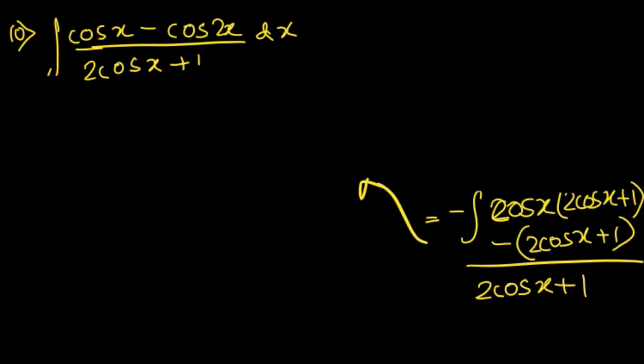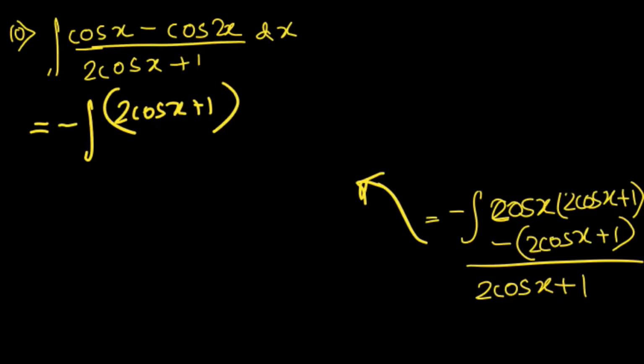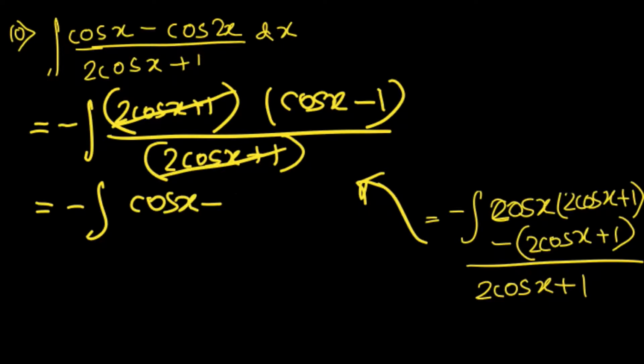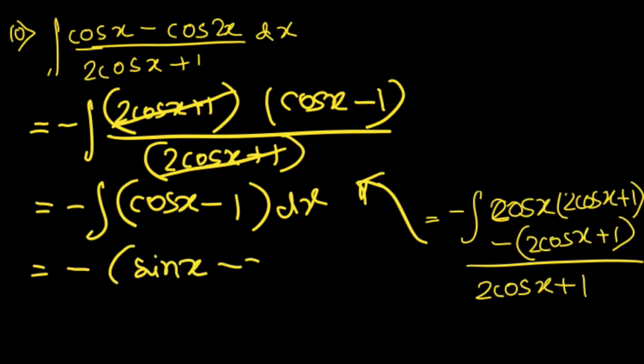So from here what we will get, taking minus again, which was already common, and taking 2 cos x plus 1 common from the numerator, again we get cos x minus 1, and in the denominator what was already there, 2 cos x plus 1. So this term gets cancelled, and whatever we are left with is integration of cos x minus 1 dx. So we'll get it as minus sin x minus x plus c. This is the answer.